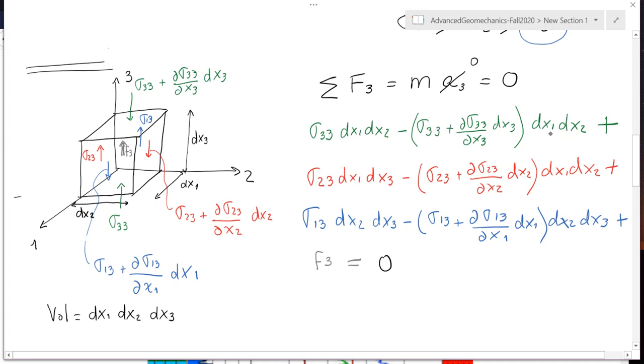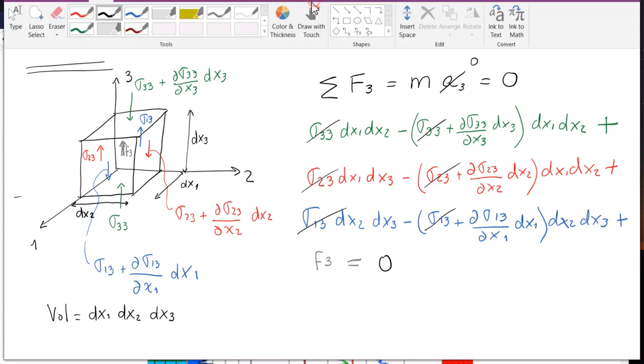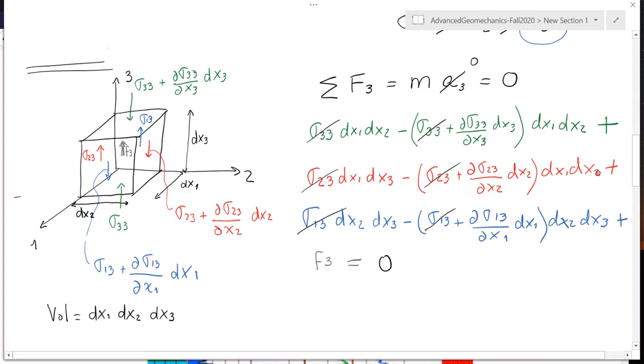Okay, I would also like you to notice that since sigma 33 is equal to sigma 33 in this case, and they are both multiplied by the same quantity, these are going to cancel out. So this is going to cancel out, sigma 23 is going to cancel out, sigma 13 is going to cancel out. And all we are going to be left with are the infinitesimal variations. And notice that the infinitesimal variations are also multiplied times dx1, dx2, dx3 in all cases. And that just helped me discover one typo over here.